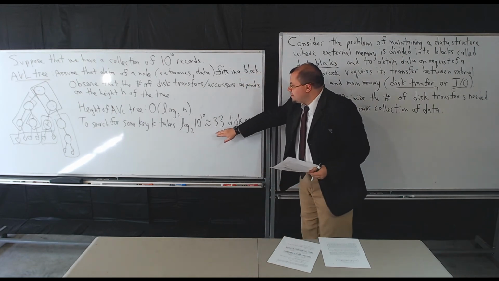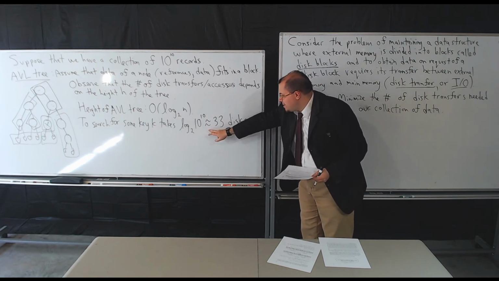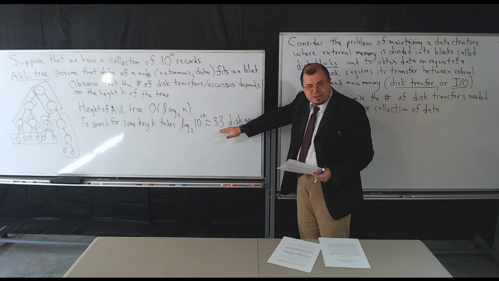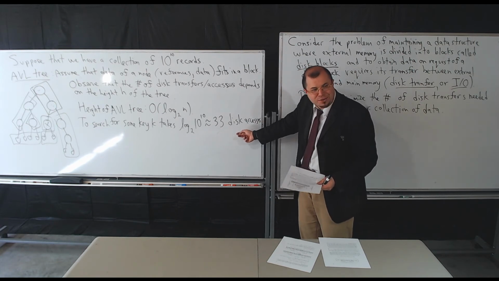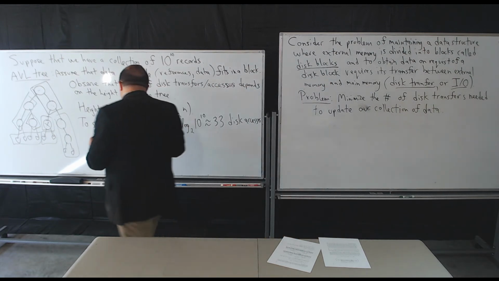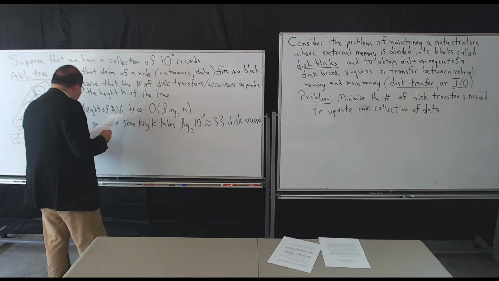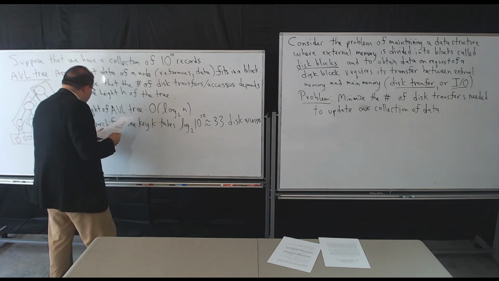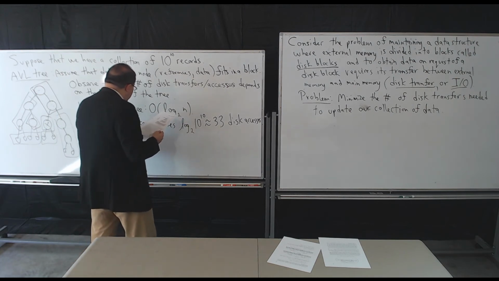So notice I just put in the number of records, right? Just 10 to the power of 10, which is roughly 33. So it's going to be about 33 disk accesses. If that drive is really slow, this could be not good, right? It's not ideal. So I'm going to say this could be expensive to do.